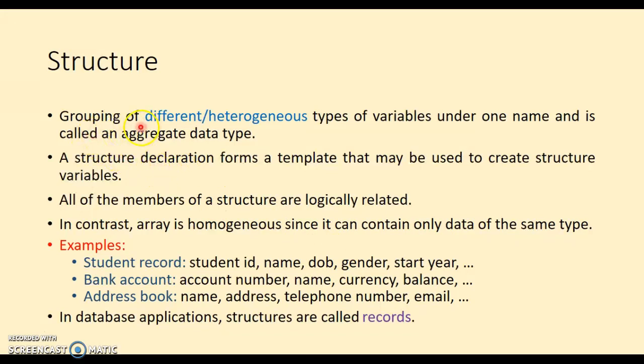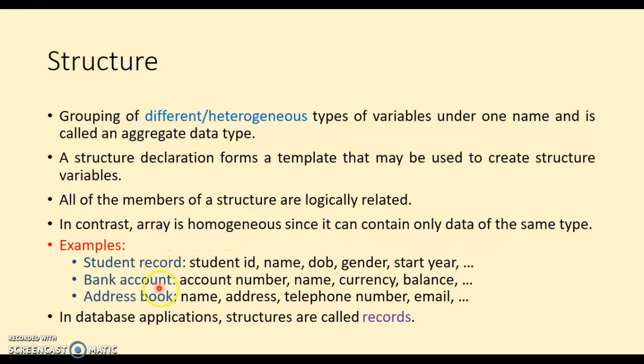Grouping of different or heterogeneous types of variables under one name is called an aggregate data type or a user-defined data type. A structure declaration forms a template that may be used to create structure variables. All of the structure members are logically related. That means a student record may contain student ID, name, date of birth, gender, starting year, etc. These fields are logically related to student.